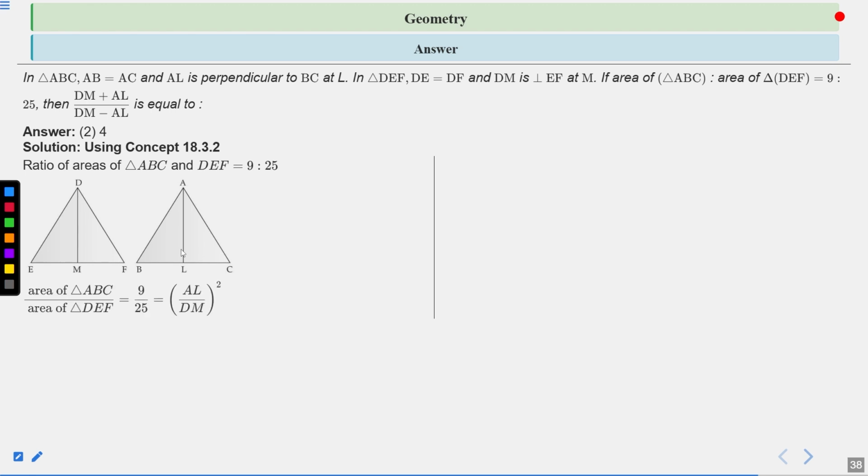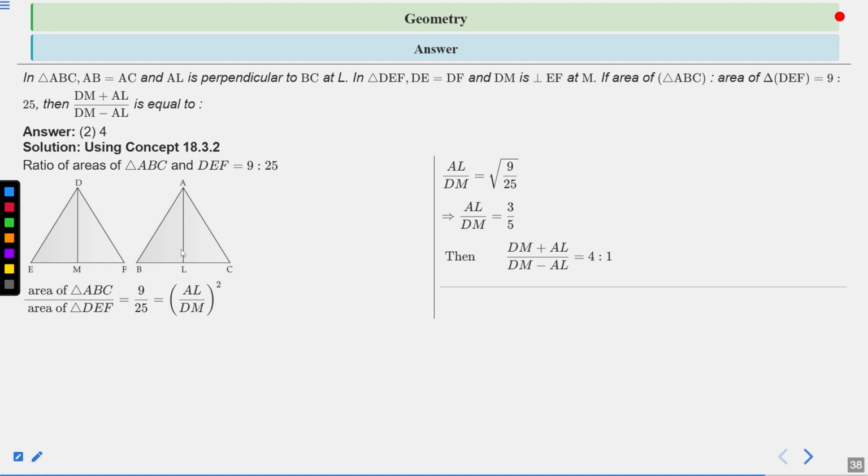Now, it is given that the area ratio is 9 upon 25, so we can calculate the sides ratio. (AL upon DM) whole squared becomes 9 upon 25. So the ratio of the lengths of the triangles' sides becomes under root 9 upon 25, which is AL upon DM equals 3 upon 5. Now we can calculate (DM + AL) upon (DM − AL), which equals 4 ratio 1. So the second is the correct answer of this question.